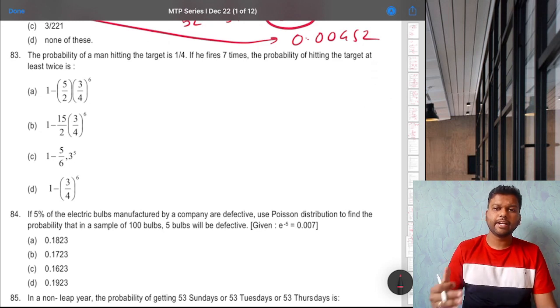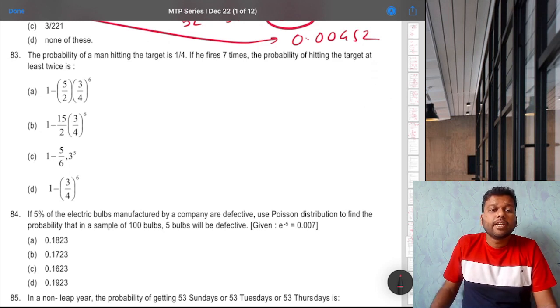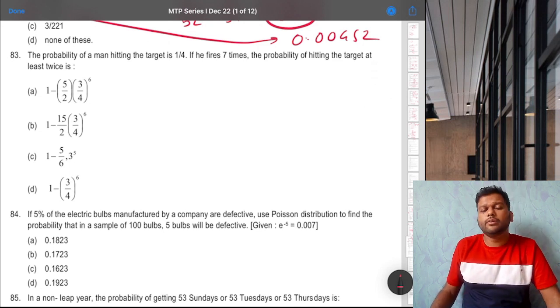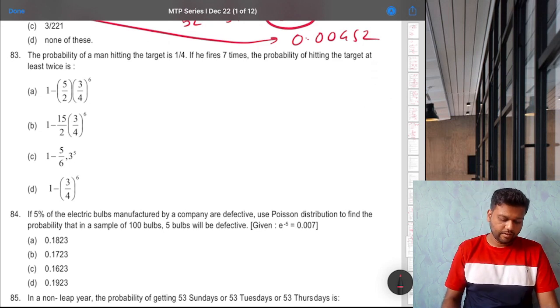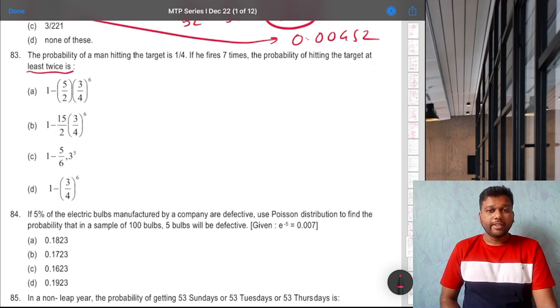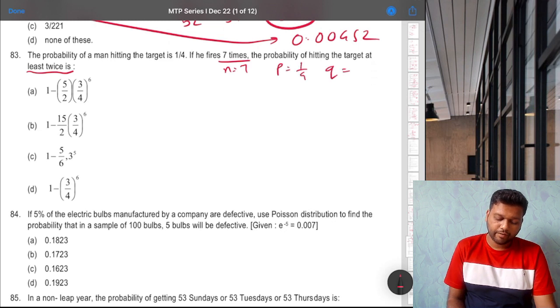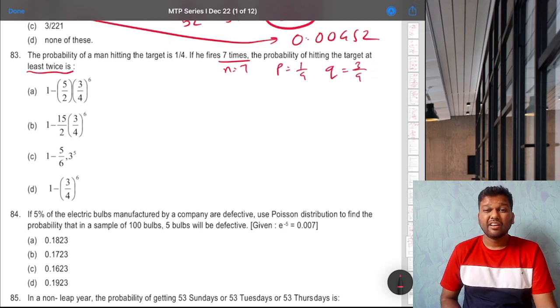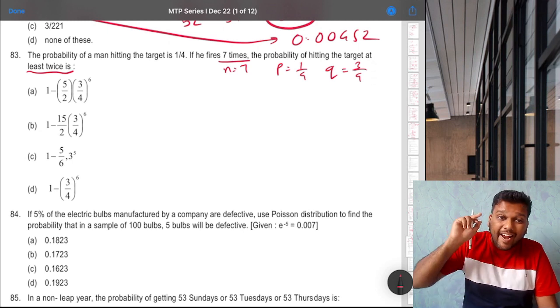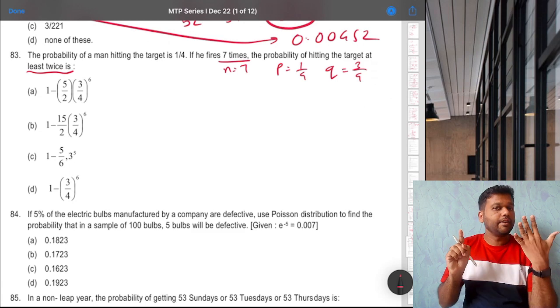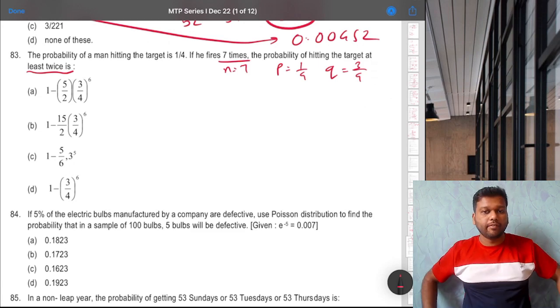If he fires 7 times, what is the probability of hitting the target at least twice? This is binomial distribution and looks like it is a bit lengthy, right? At least twice. Okay, first of all, binomial distribution, number of trials is 7 and probability of success is 1 by 4, so probability of failure is 3 by 4, right? Probability of hitting the target at least twice means 2, 3, 4, 5, 6 or 7 times. That will take too much time, so think in the opposite way.